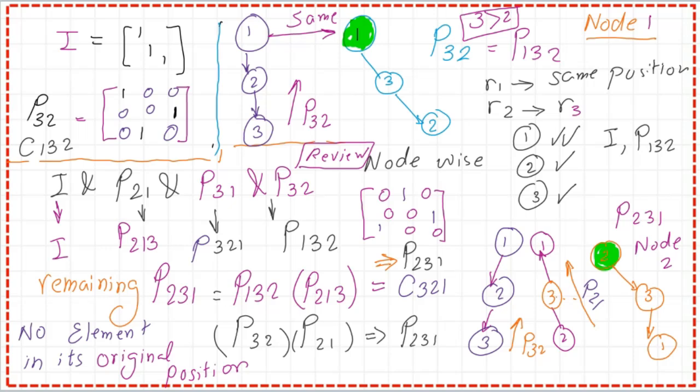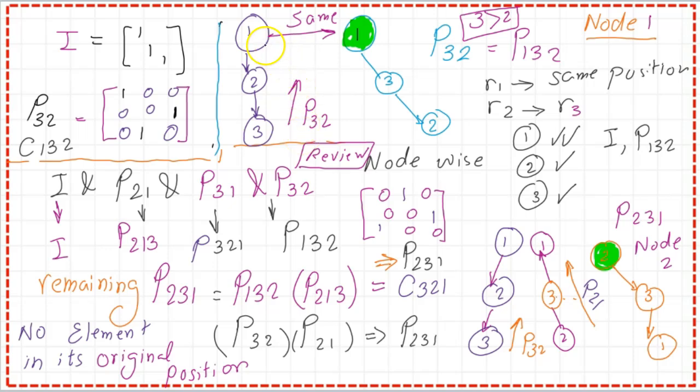For node number 1, we want to express the permutation matrix P32. This is the normal position, or identity matrix, 1, 2, 3. I want to swap row 3 to row 2, and row 2 will come down. This we call P32 as IJ expression.